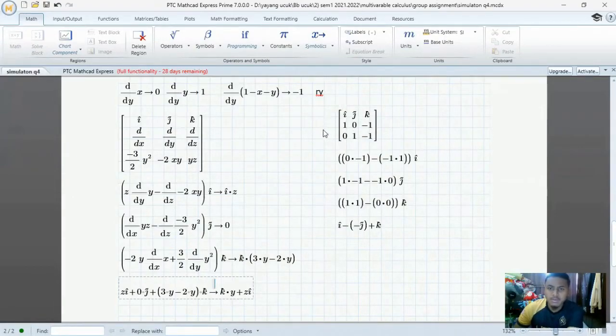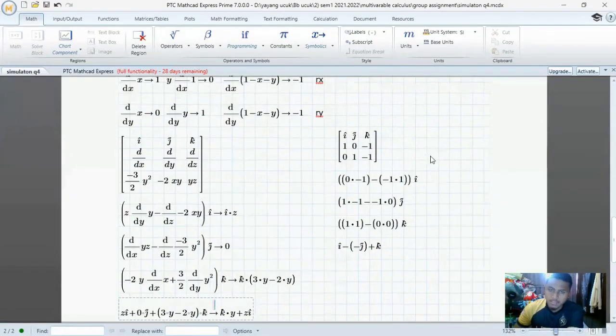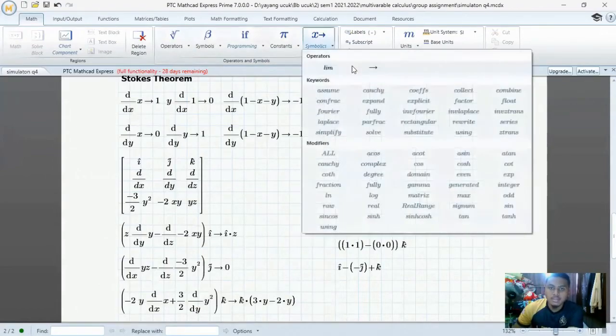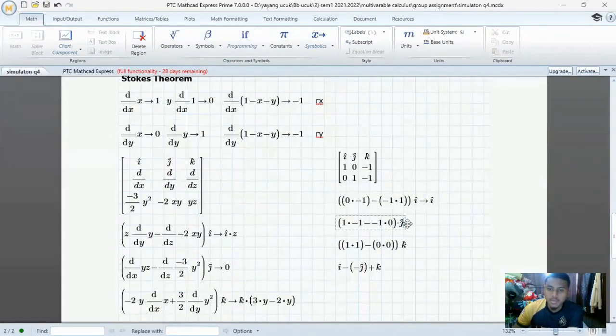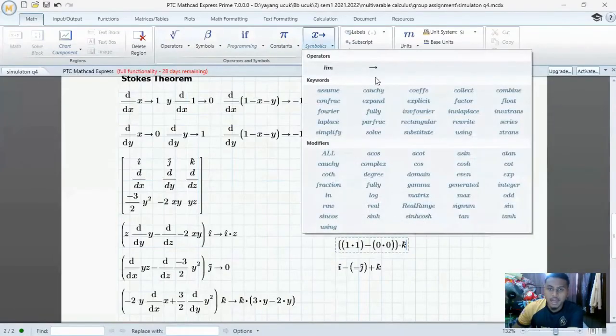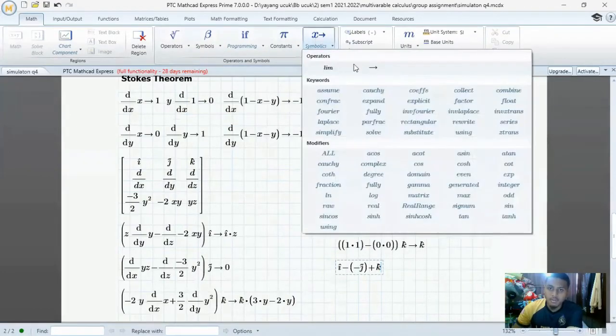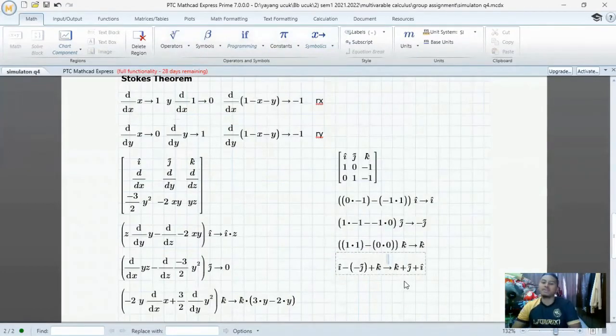And for the second one, we also have to do the matrix from the values here. So we just press the button like before, and then we will get the answer instantly for i, for j, and for k. All of this, we have to write in one line, and after that we will get k plus j plus i.